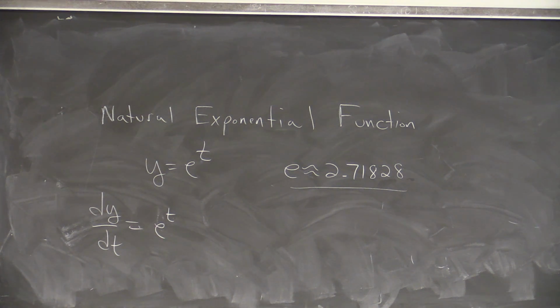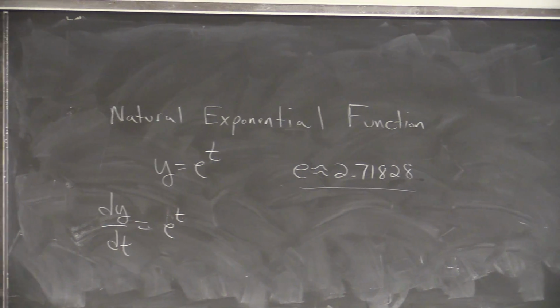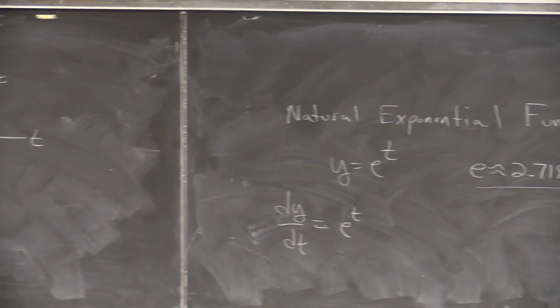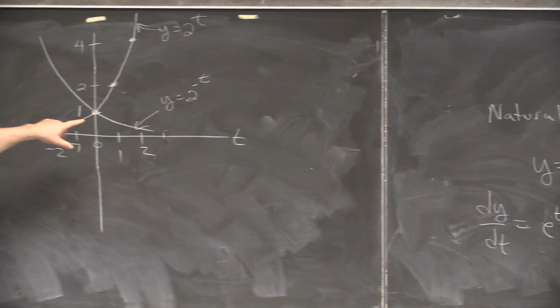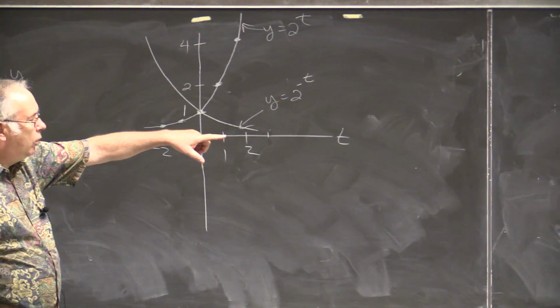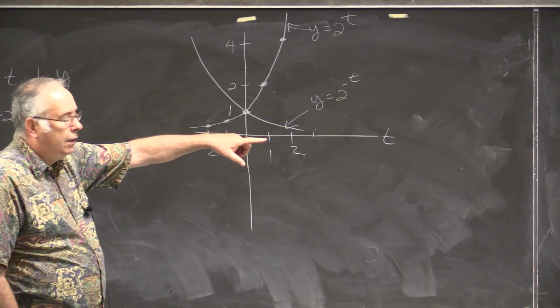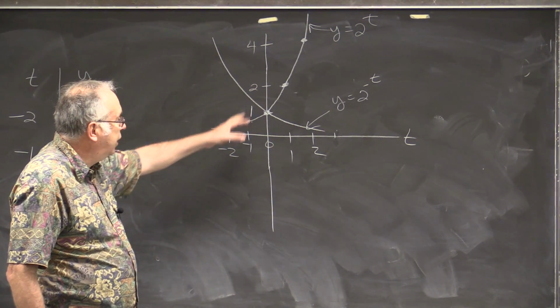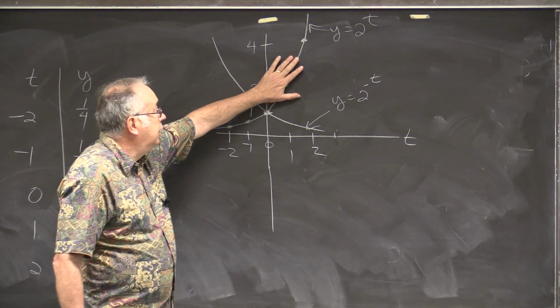Okay. And notice the shape of this function, e to the t, is going to be very similar to this shape here. The only difference is our base, instead of being 2, is 2.71828. But the general type of shape is going to be very similar to y equals 2 to t.